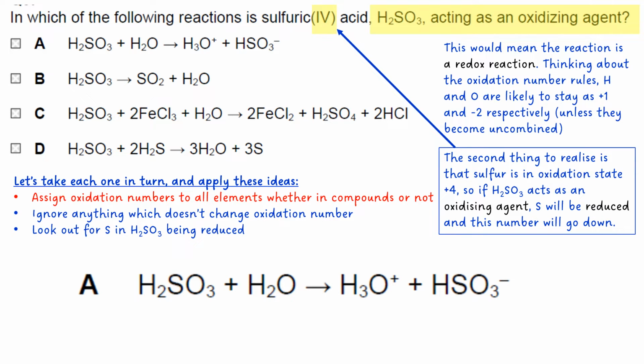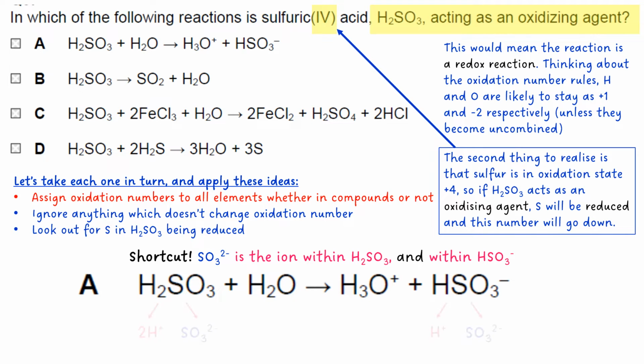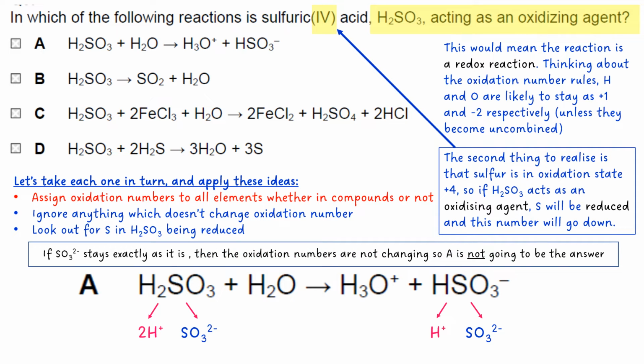So assigning the oxidation numbers, we can think about this for a moment because sometimes there's a bit of a shortcut. So I'm actually going to show you the shortcut instead. If you look at H2SO3 and HSO3 minus, and if you break those two sulfur-containing species into their ions, you'll see that SO3 2 minus doesn't change. So the sulfur-containing species will not change any oxidation numbers, either in the oxygen or the sulfur. It doesn't mean you can do it for all of them, but it's just something to watch out for.